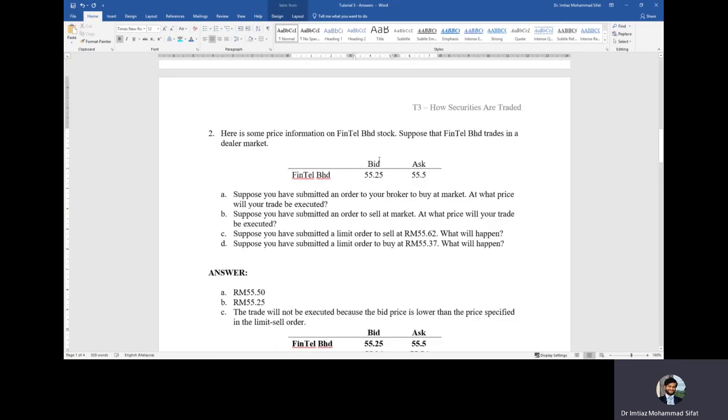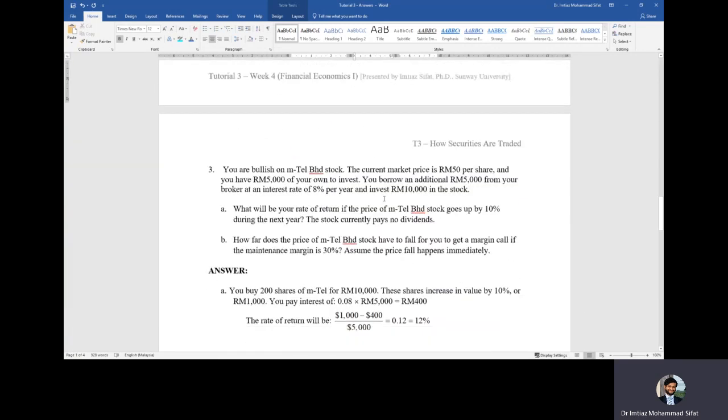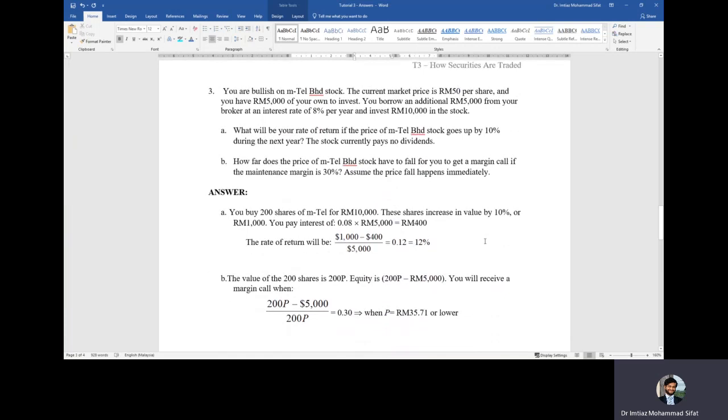So that covers the microstructure portion of this tutorial. Next, we move on to a margin position.